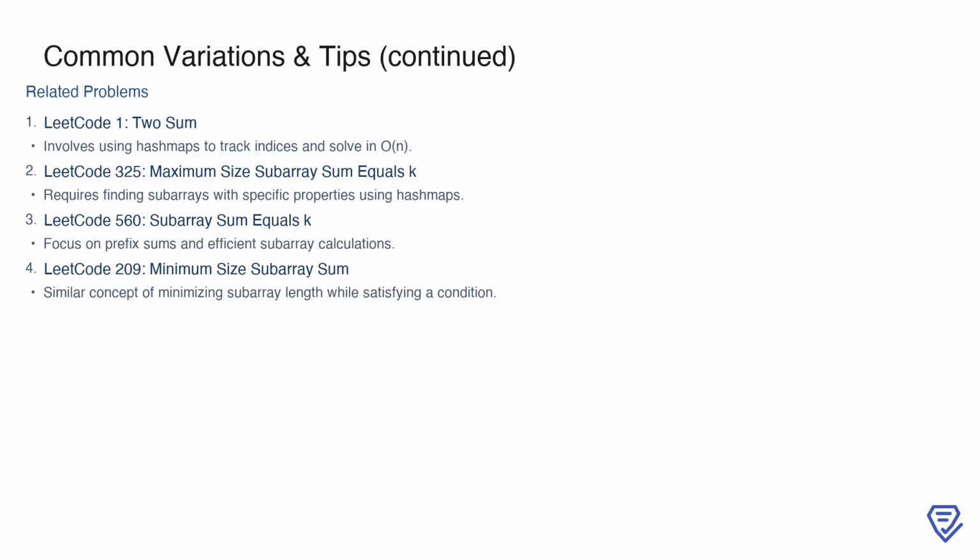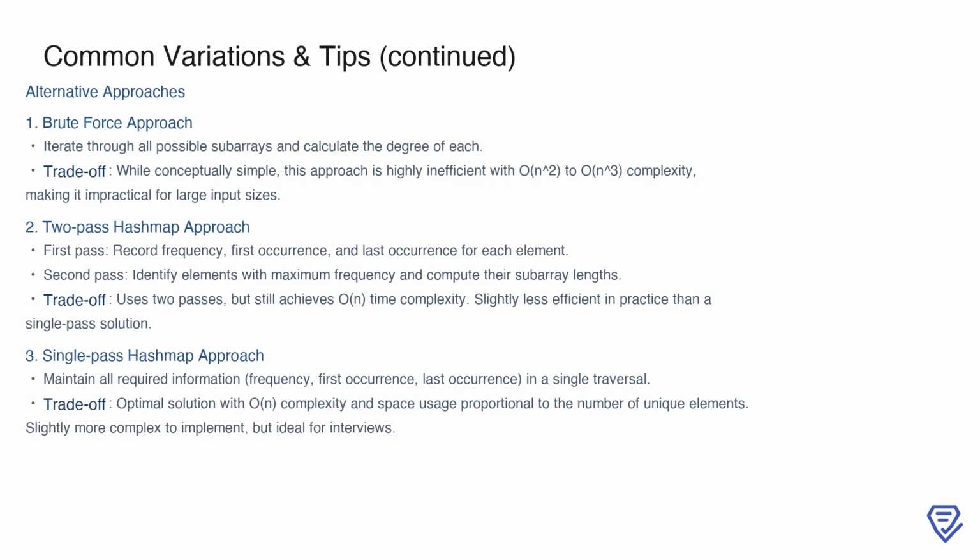Lastly, let's discuss alternative approaches to solving this problem. The brute force approach involves iterating through all possible subarrays and calculating the degree for each. While simple to understand, this method is highly inefficient, with a time complexity of O(n²) or even O(n³), making it impractical for larger arrays. A more efficient option is the two-pass hash map approach. In the first pass, you record the frequency, first occurrence, and last occurrence of each element. Then, in the second pass, you identify elements with the maximum frequency and calculate their subarray lengths. This achieves O(n) time complexity but requires two traversals of the array.